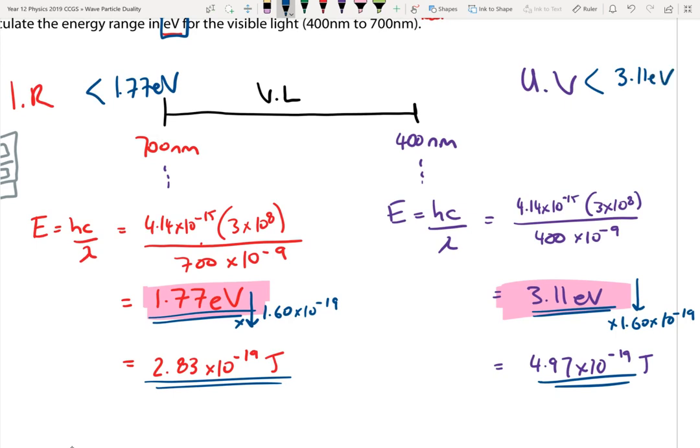Often a question will give you photons of light that are around about visible light. If you can remember those numbers, it's a little check. You can check that you've got the right answer because you've got a value that's a little bit higher than 4 or a little bit less than 1.7.